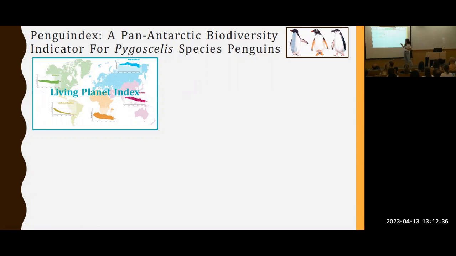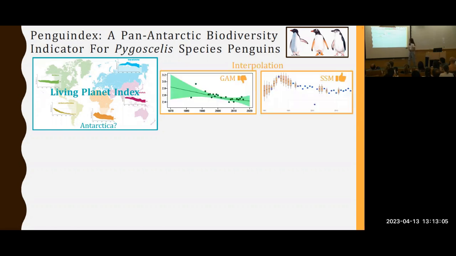The problem with the Living Planet Index is, where's Antarctica? We studied the Antarctic. The Living Planet Index has basically no Antarctic data. It is not a good biodiversity indicator for the Antarctic. So we want to make a Living Planet Index for the Antarctic, and we are going to focus on Antarctic penguins because they are sentinel species for climate change and do a good job of telling us the trends of what's happening in the Antarctic.